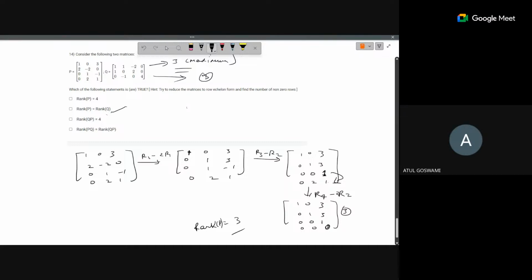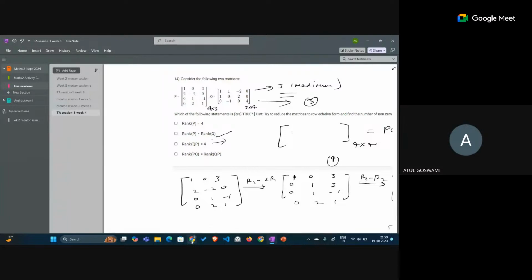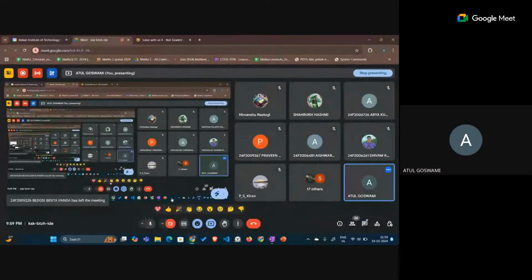Okay, what about the last option? It is 4 cross 3. It is 3 cross 4. We'll get a 4 cross 4 matrix, which is equal to PQ. Okay, 4 by 4 matrix. So there could be a maximum rank of 4. Similarly, you reduce and look for the pivots. The number of pivots will be the rank. Okay, so that's it. We have solved all of this with us and revised the concepts in this session.